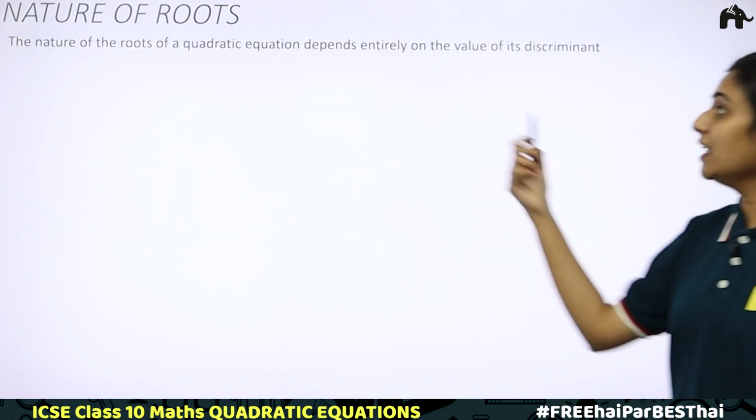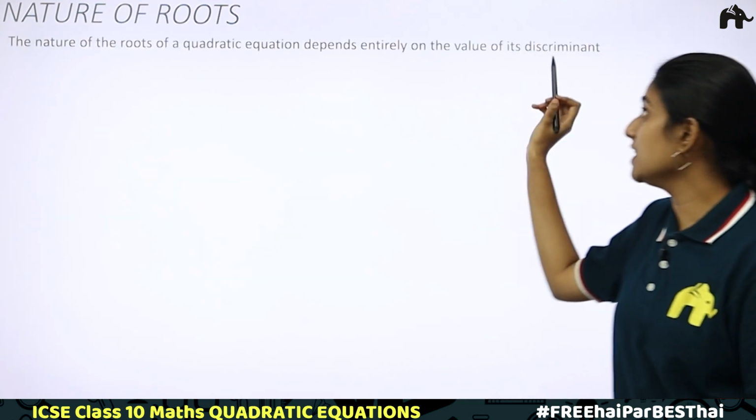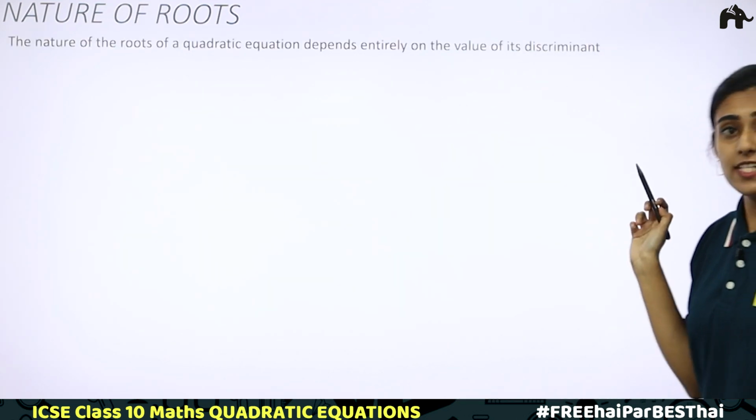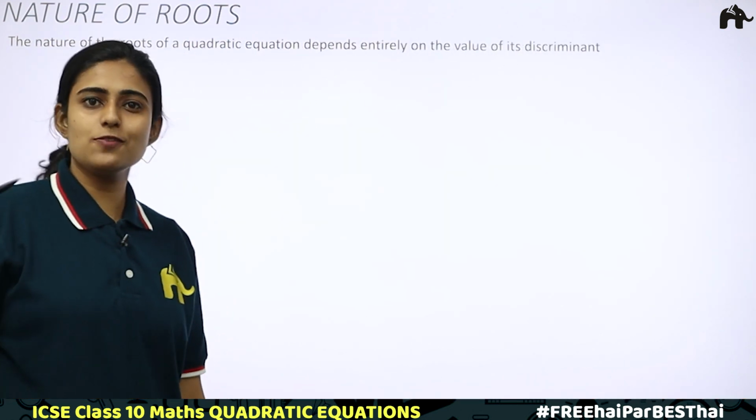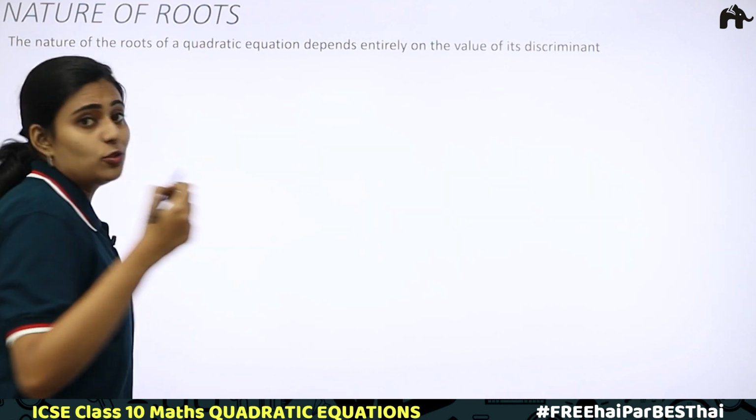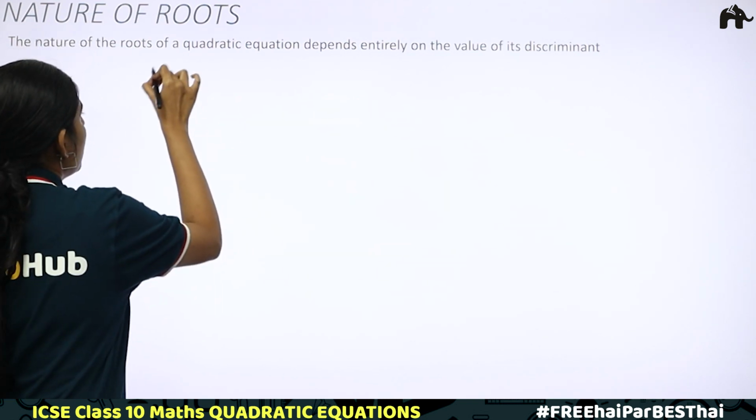Nature of roots. The nature of roots of a quadratic equation depends entirely on the value of its discriminant. We know what discriminant is. D is equal to b square minus 4ac. Let's take a few examples.